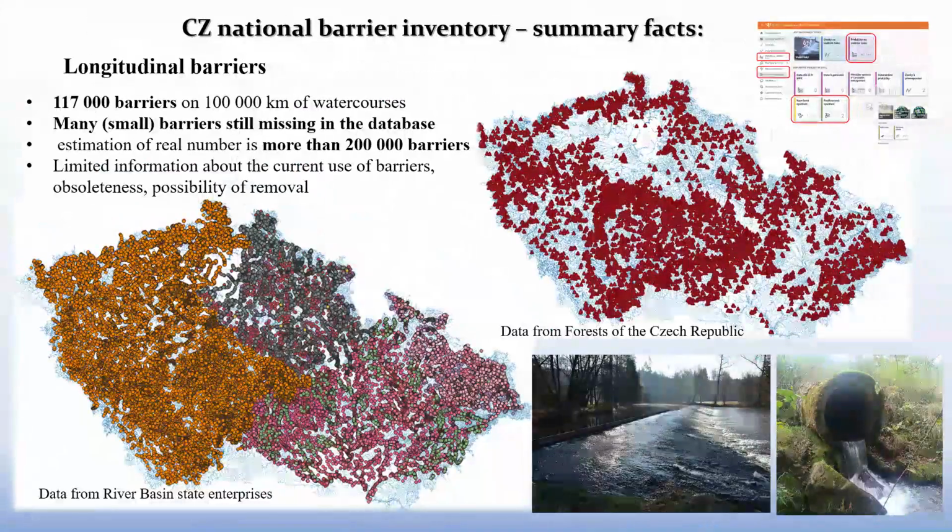And that's how the Czech National Barrier Inventory looks at the moment. The Environment Agency managed to get all available data into one database. There is still a lot of work on that, but so far, as for the longitudinal barriers, we've got 117,000 barriers on 100,000 kilometers of watercourses. That's the length of watercourses in the Czech Republic. But many small barriers are still missing there. So the estimation of the real number of barriers is more than 200,000 barriers. Again, we've got limited information about the current use, possibility of removal, and so on.